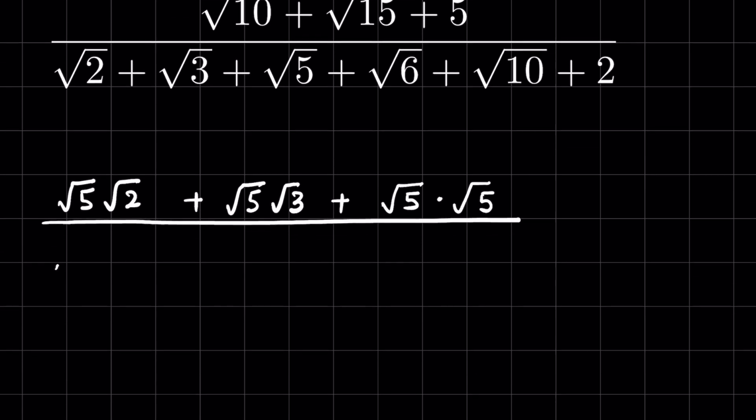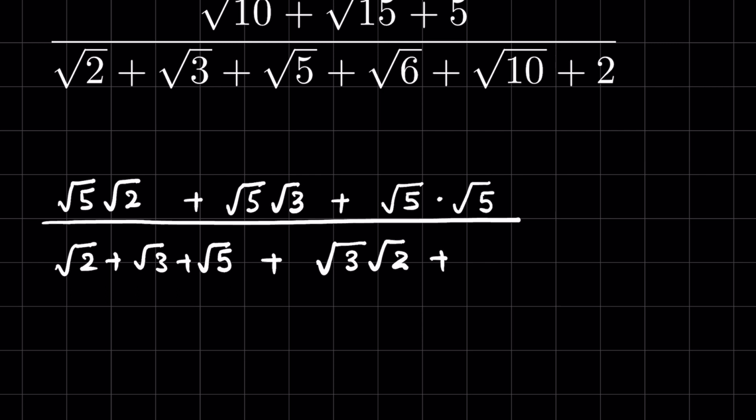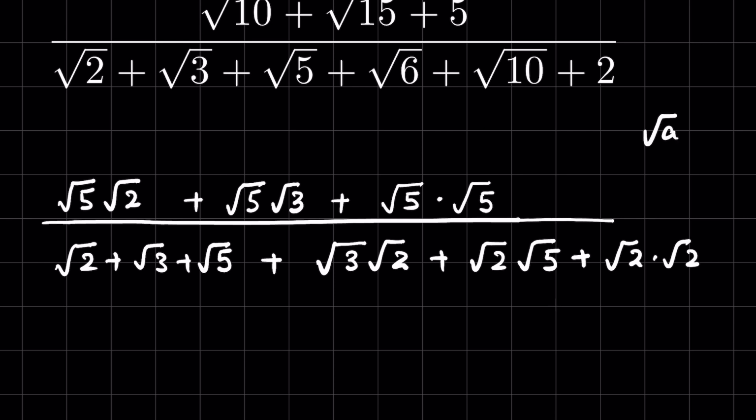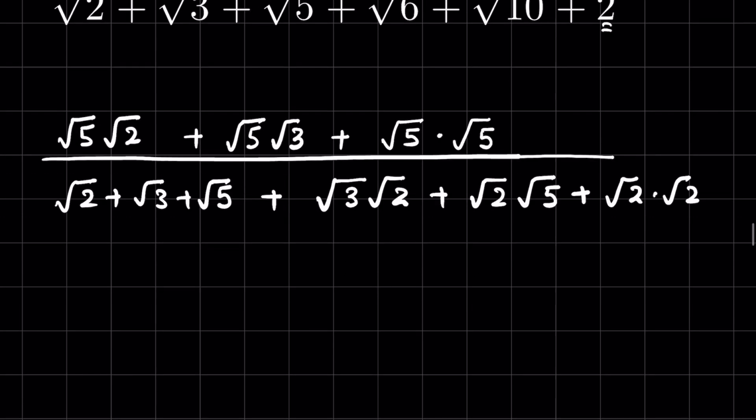upon square root of 2 plus square root of 3 plus square root of 5 plus square root of 6 as square root of 3 times square root of 2, plus square root of 10 as square root of 2 times square root of 5, plus 2 we can write it as square root of 2 times square root of 2, because when the square root of a number is squared, the square root cancels with the square, so it becomes the number itself. So 2 we can write as square root of 2 squared, same as we have written 5 as square root of 5 squared.